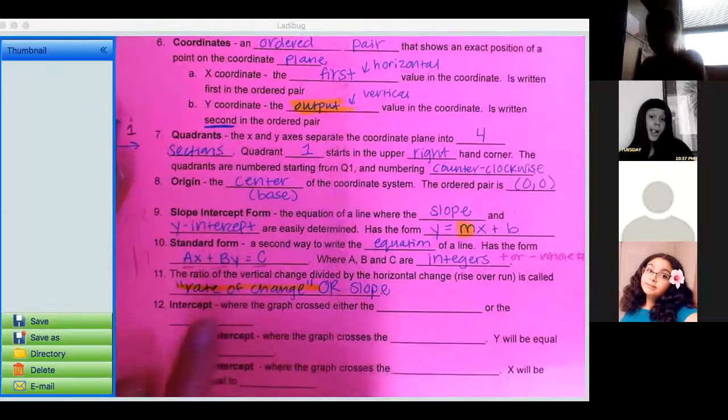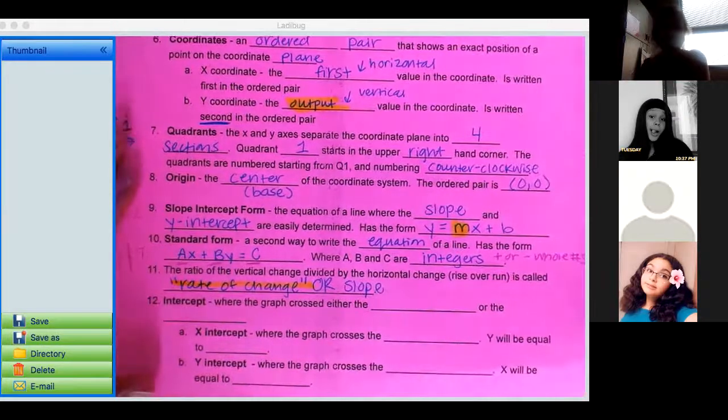All right, what's an intercept? That's intersect with an S-E-C-T. What's an intercept?